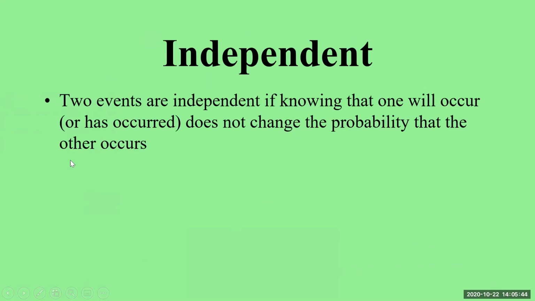Independent. Two events are independent if knowing that one will occur or has occurred does not change the probability that the other occurs. So independent is often confused with mutually exclusive. Independent events can occur at the same time. It just means that the probability is not affected.